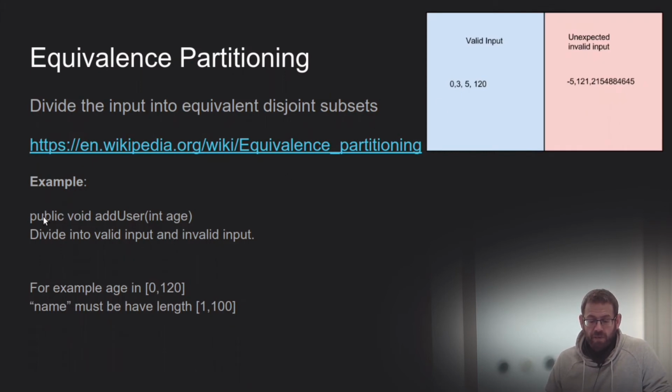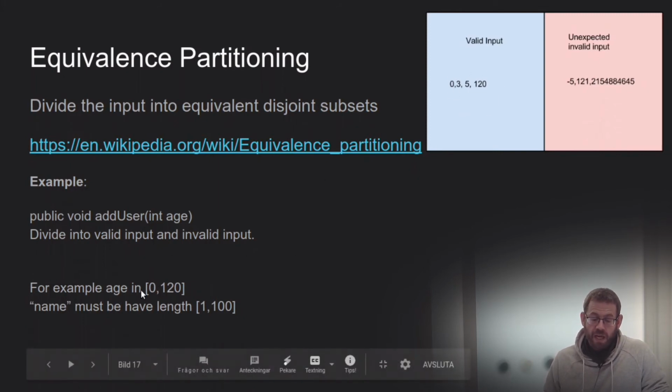So in this case, we have a function that is called addUser. It takes an age. I don't know what it returns because it returns void. Perhaps it adds a user to a database or something like that. And let's assume that valid input is age between 0 and 120. Name, I probably changed this example to make it simpler, so name is no longer used. So we only have age up here.